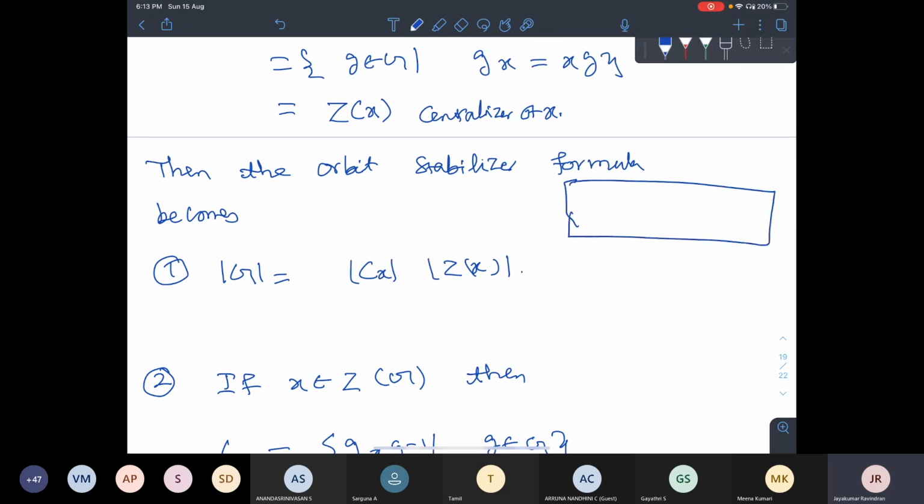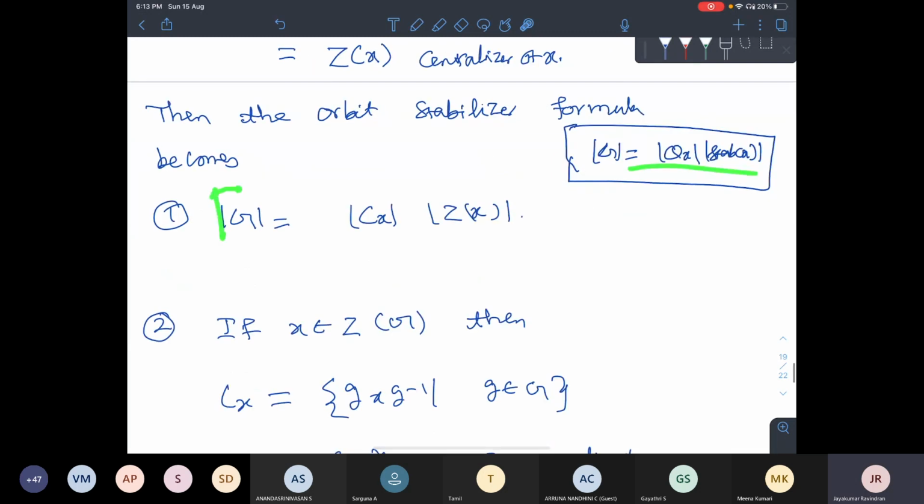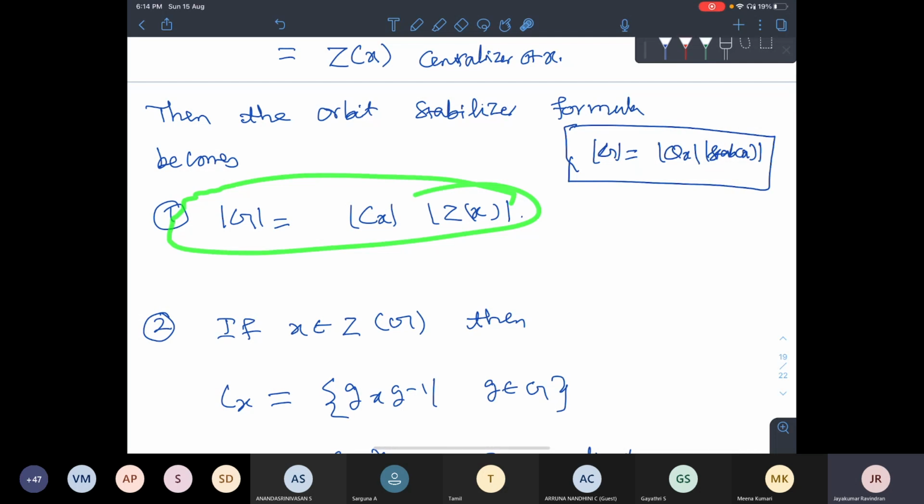The orbit stabilizer formula is: the order of G is the orbit of X times the stabilizer of X. In our case, the orbit becomes the conjugacy class and this becomes the stabilizer. That's it. This is the first thing to note in dealing with the class equation.